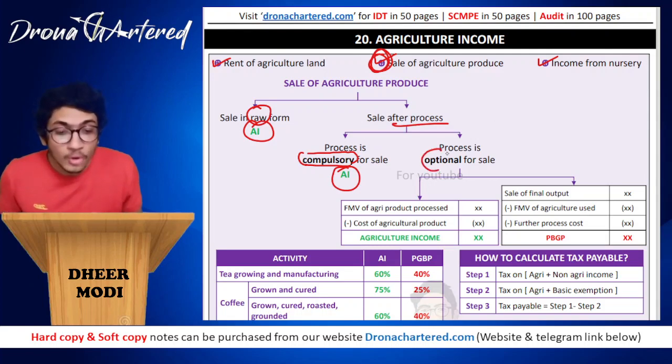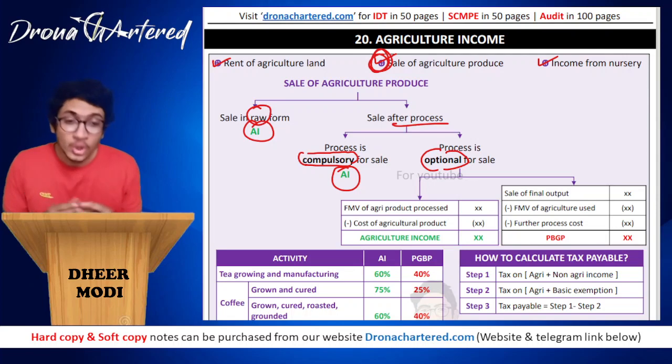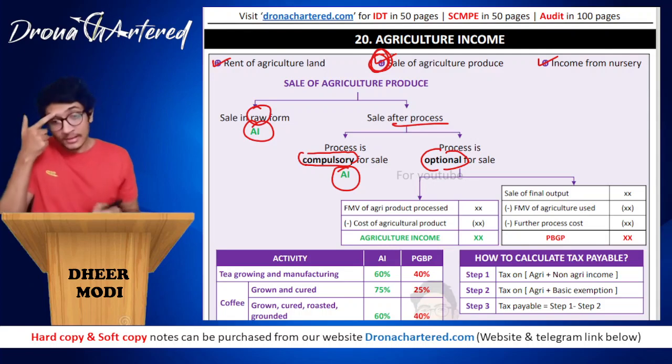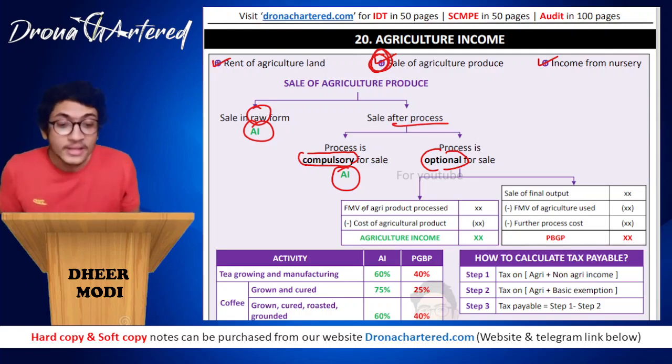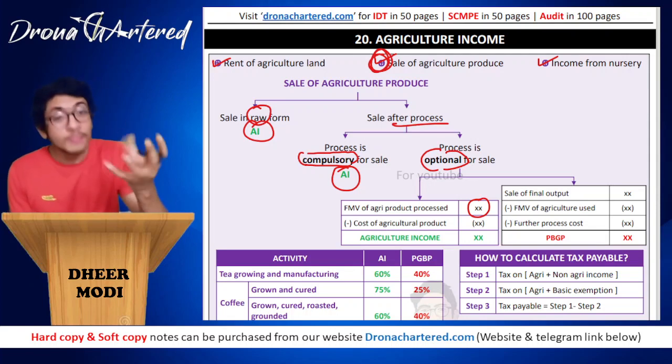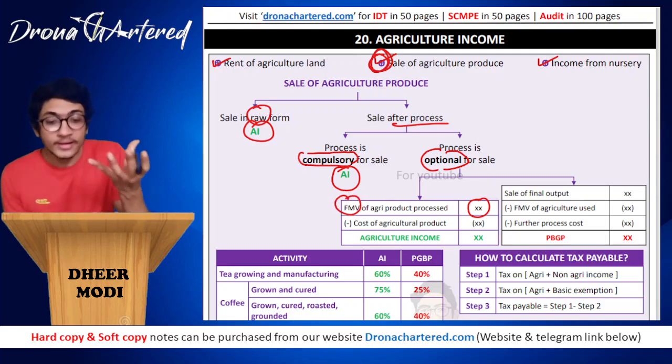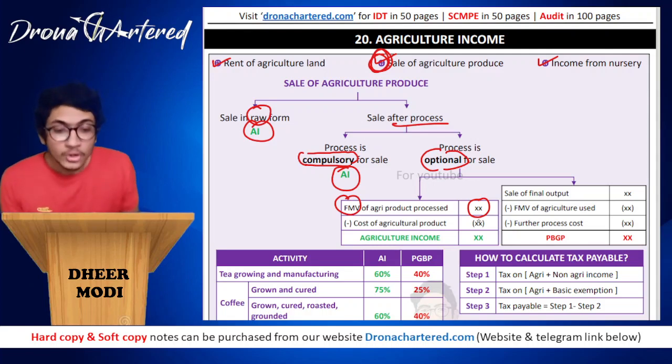However, if the process is optional for sale, that means it was not mandatory, it was not compulsory, you did it out of your own will, so now this entire thing is not agriculture income, correct? So we will subtract something. The fair market value of the agricultural product that you had processed, that is your FMV, you will subtract your cost of agricultural product. That means your processed output. Whatever final processed output, first take the FMV of that. Then you subtract your cost of agriculture product, that was your original product, your raw form. You will subtract that, so you get your agriculture income.